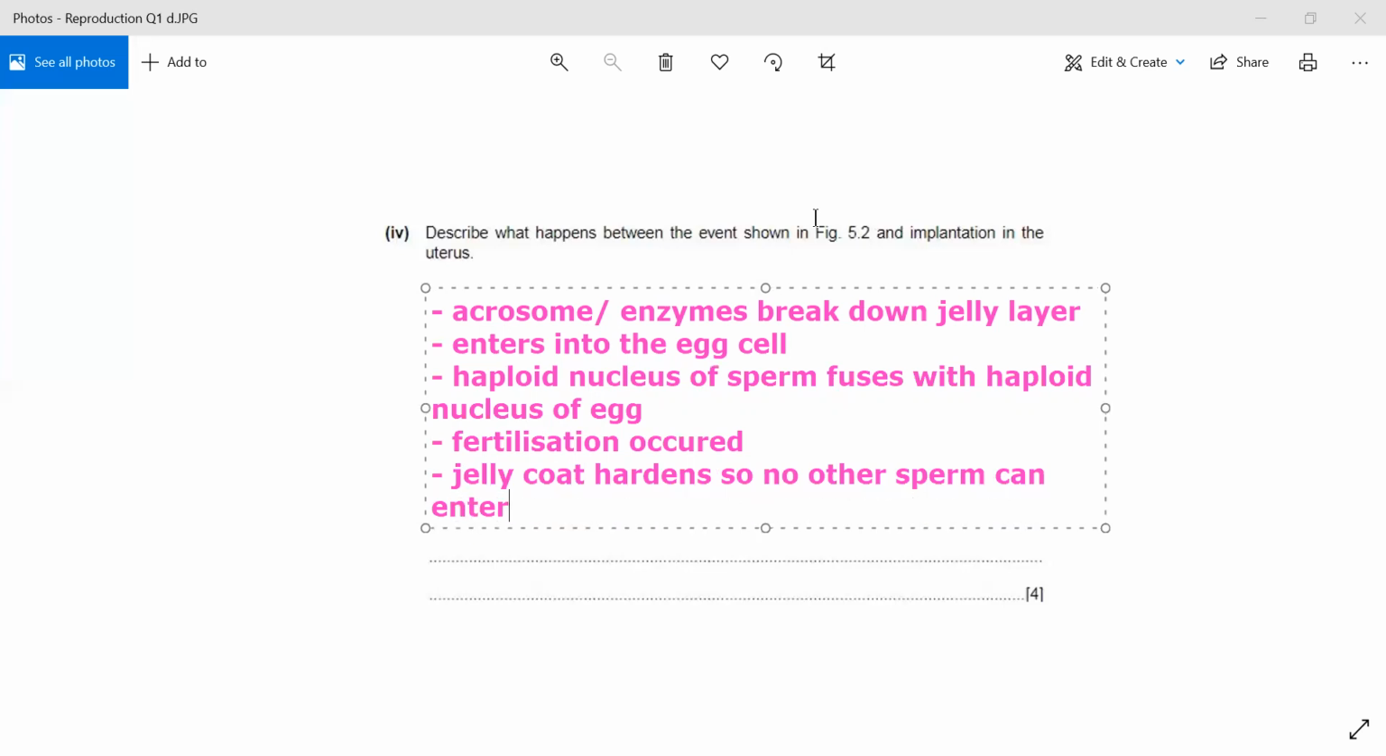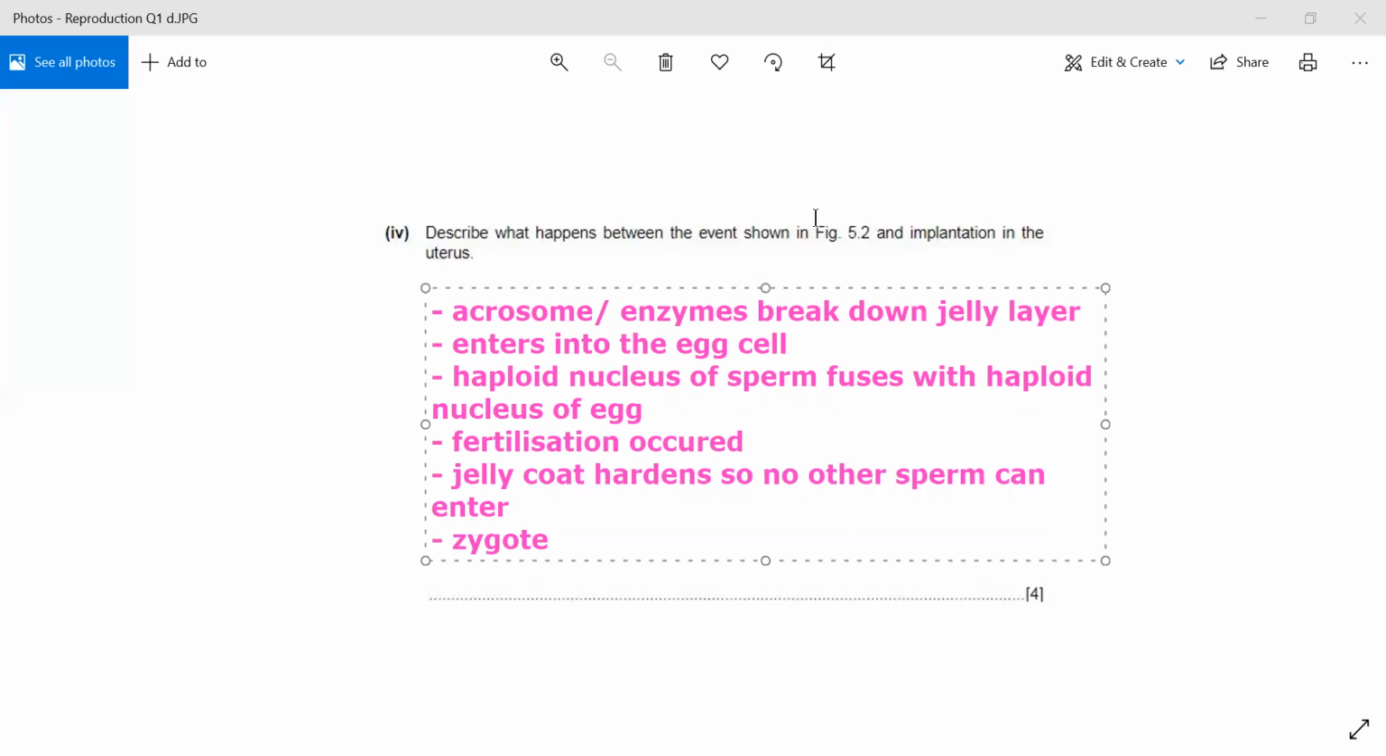Yes, we have to explain all this. So now what will happen since fertilization occurs? The zygote has been formed. In fact, it will be good if you add zygote with diploid nucleus. Yes, this will be very nice to mention. Zygote with the diploid nucleus has been formed.